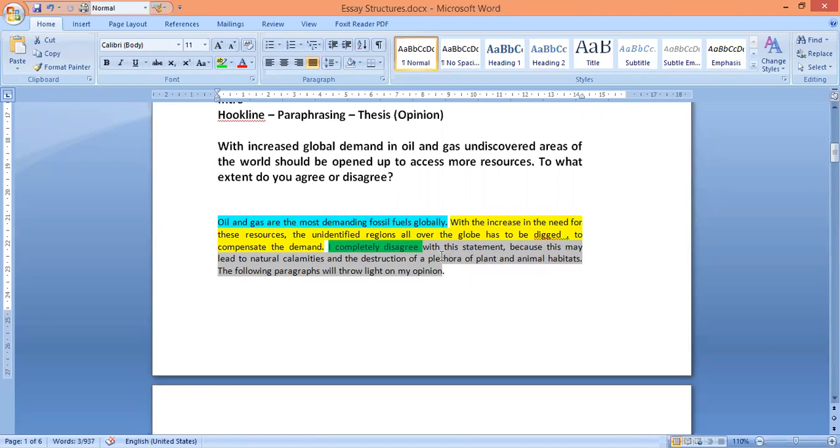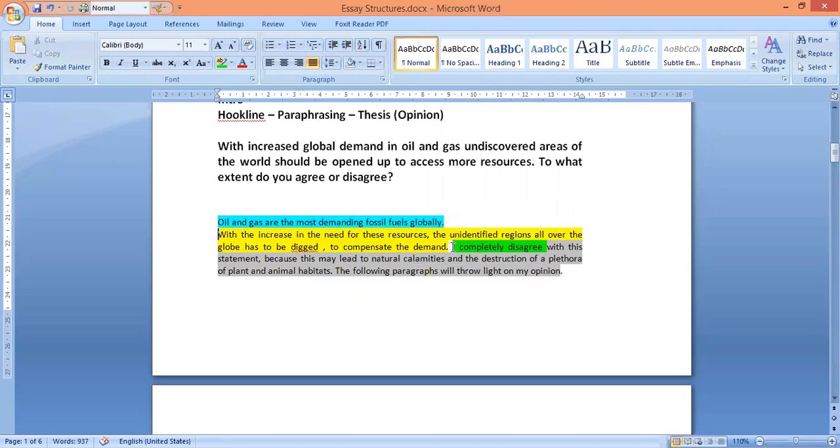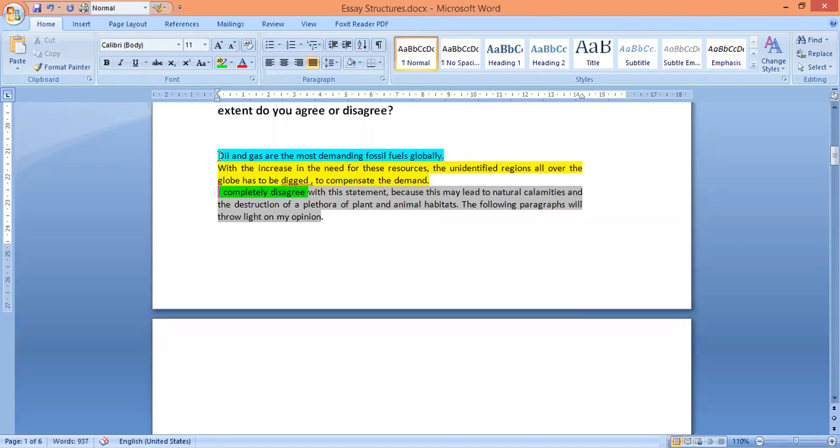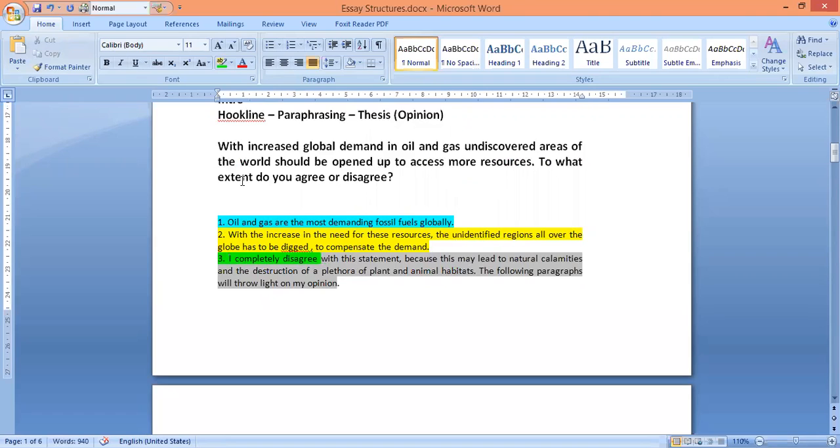There might be mistakes in this introduction, but my only concern is the structure. In the structure, I have three steps. One is the paraphrase line, second is the paraphrasing, and third is the opinion for this agree, disagree kind of question.